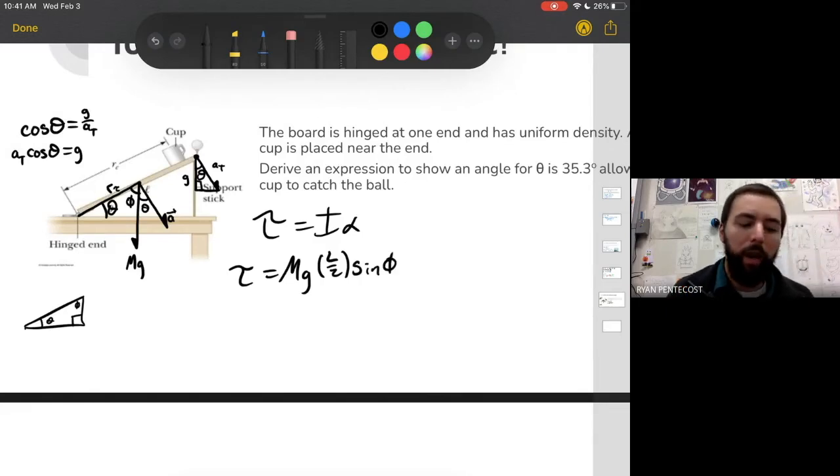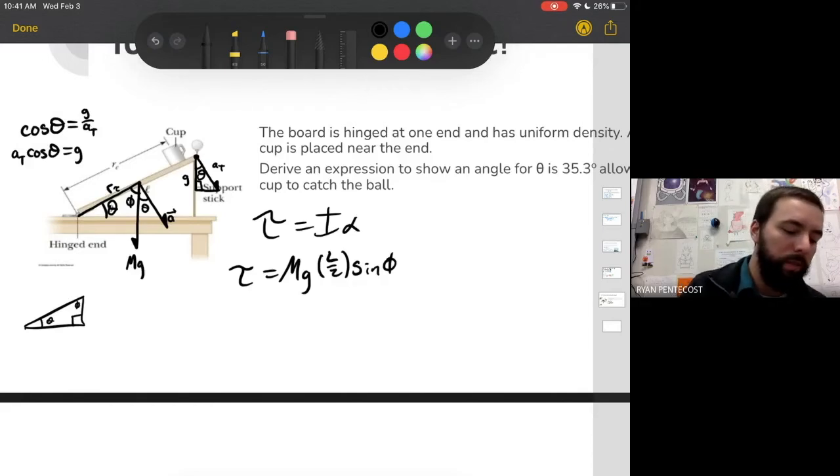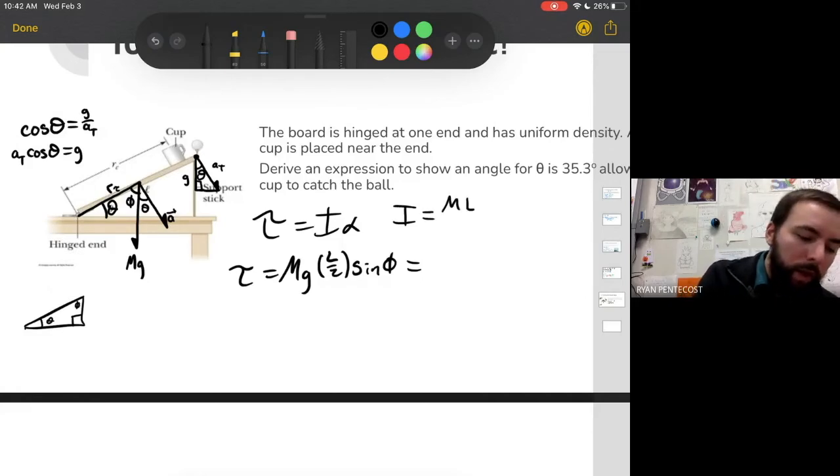So your torque, Fr sine theta, that theta we're going to call phi here because of our relationship in that drawing. Now, mg L/2 sine phi will equal I alpha. We can also know that this is a rod rotating on its end, so that will have mL squared over 3 for its moment of inertia. So then we have mL squared over 3 times alpha right there.